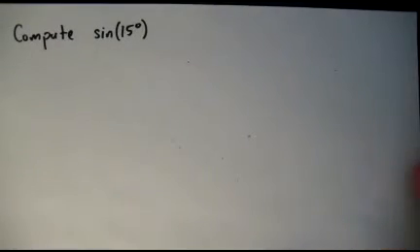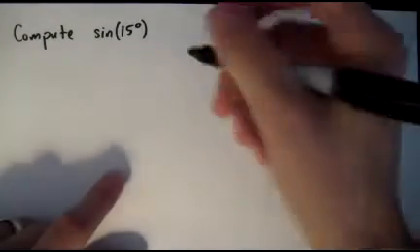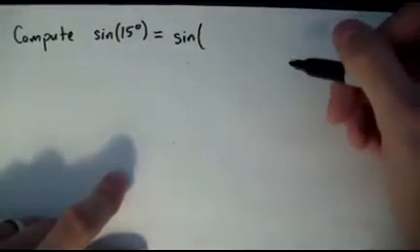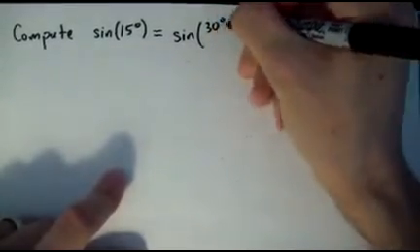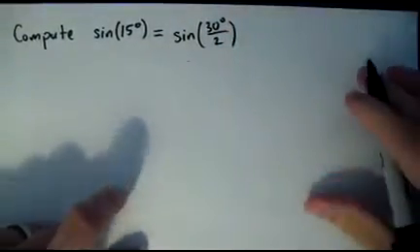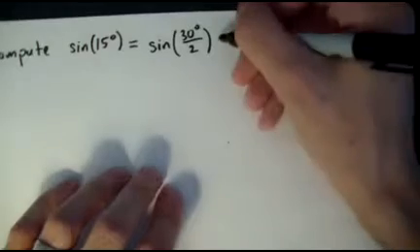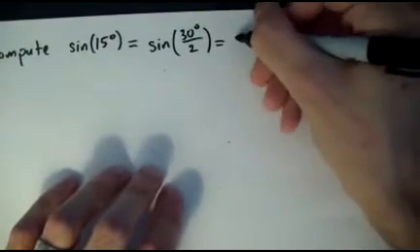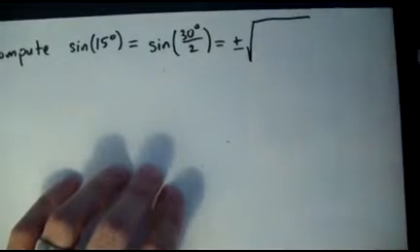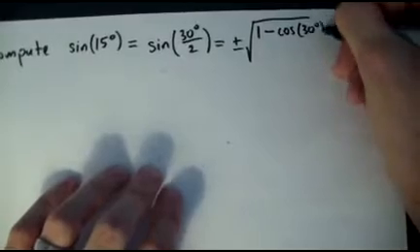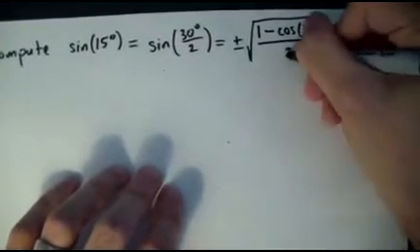So now let's do one more example. Let's compute sine of 15 degrees. So like before, this is going to be doable because we know that 15 degrees is half of 30 degrees. So this is 30 degrees over 2. And now we can use the half-angle formula for sine. And what that is, again, there's a plus or a minus. The square root of 1 minus cos of 30 degrees all over 2.